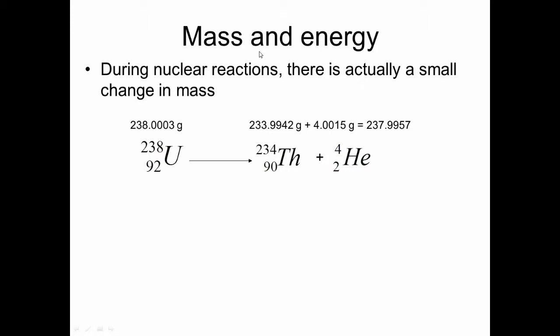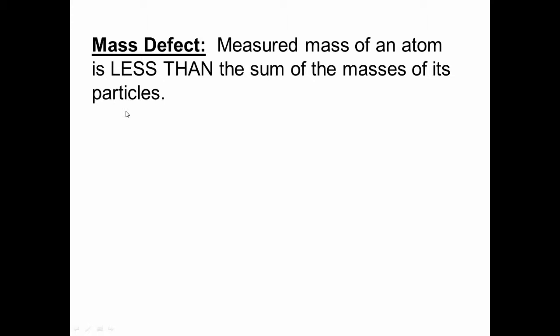During a nuclear reaction, there's actually a change in mass, which seems weird because in a chemical reaction, mass has to be conserved. So what I'm saying is the sum of the parts doesn't add up to the sum of the whole atom. And that's because some of the energy that held these together was converted from the mass. So this is called mass defect. The whole concept that in nuclear chemistry, sometimes the masses don't add up, and the mass of the whole atom is less than the masses of the parts.